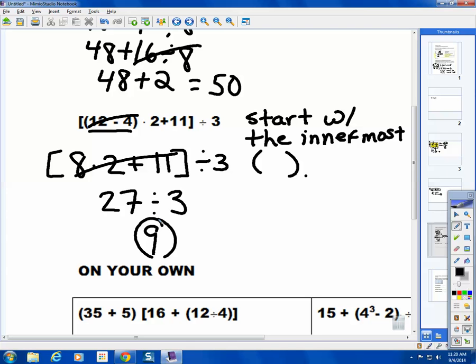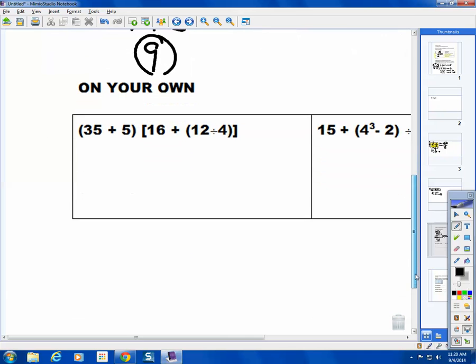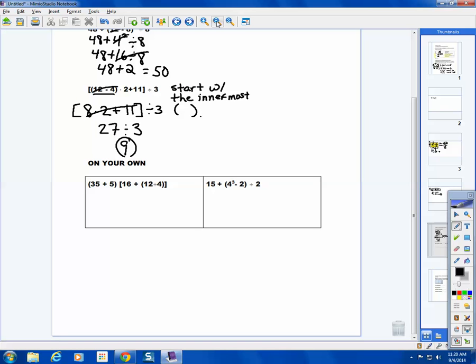Let's kind of hustle through here. I want to try and make sure we get through this today. Hopefully we do. If we don't, not the end of the world. But what I'd like you to do is take a minute or two and try these 2 problems on your own. Okay? See what you come up with.